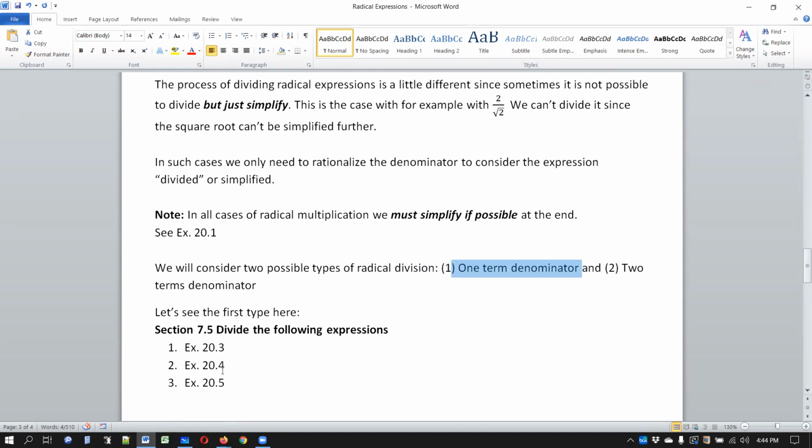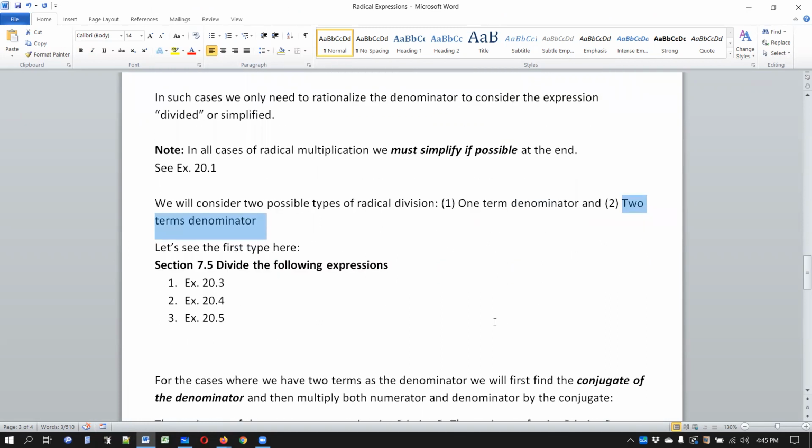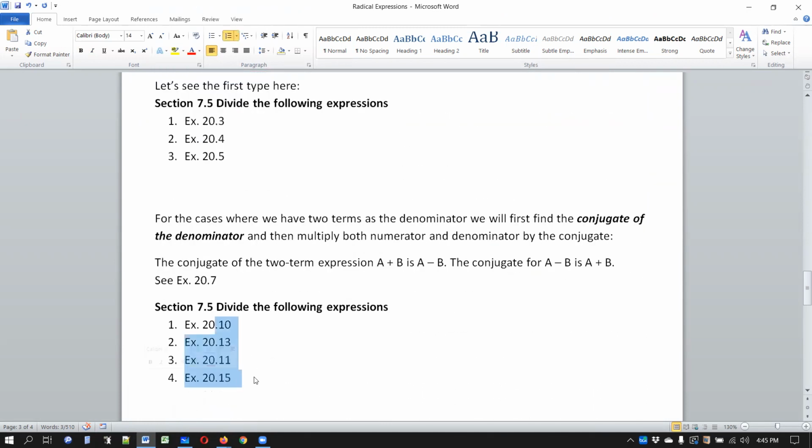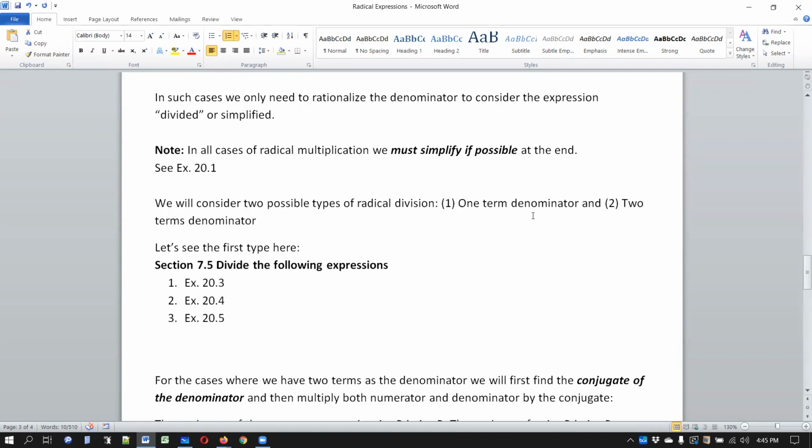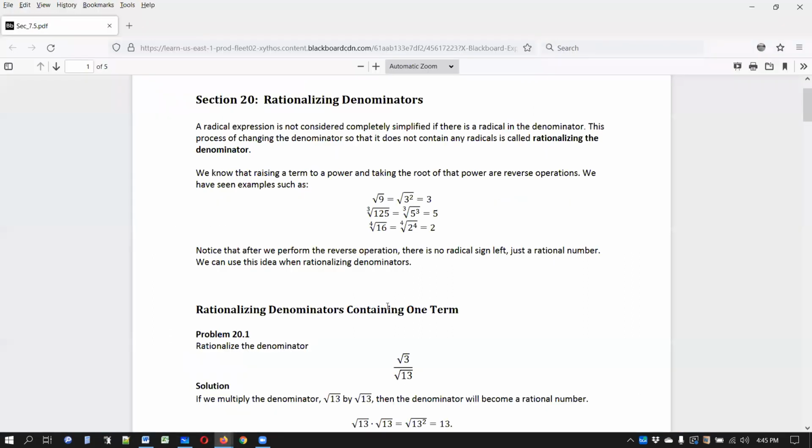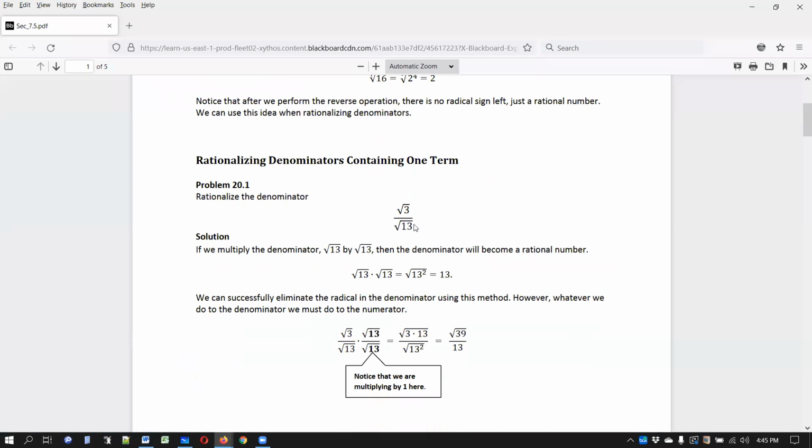These will be these three cases we're going to see here, examples 20.3, 4, and 5. And then we're going to see cases where the denominator has two terms, and we'll see these other cases here. Okay, the cases where the denominator has a single term are easier. So let's begin with that first case. The idea is, like in example problem 20.1, there's not much that we can do here with this radical. We cannot simplify the radical.